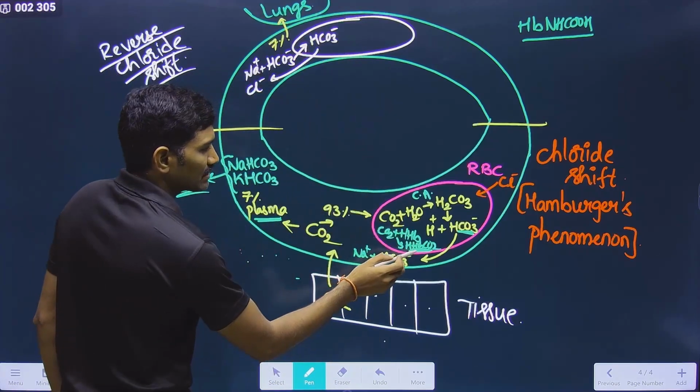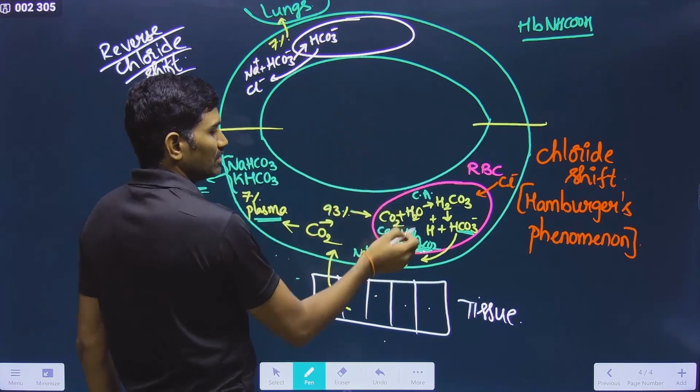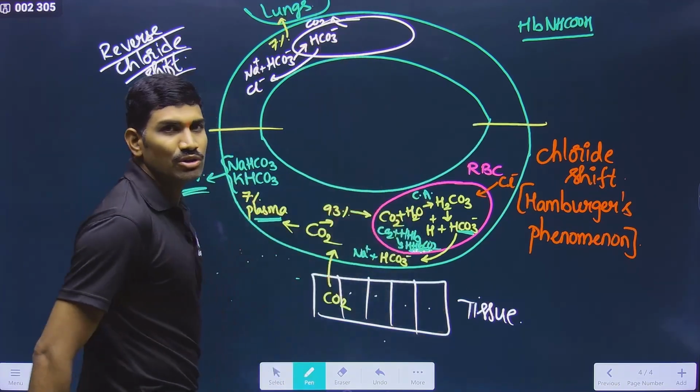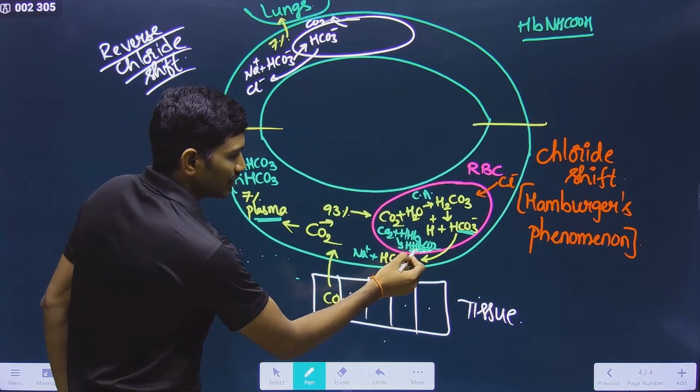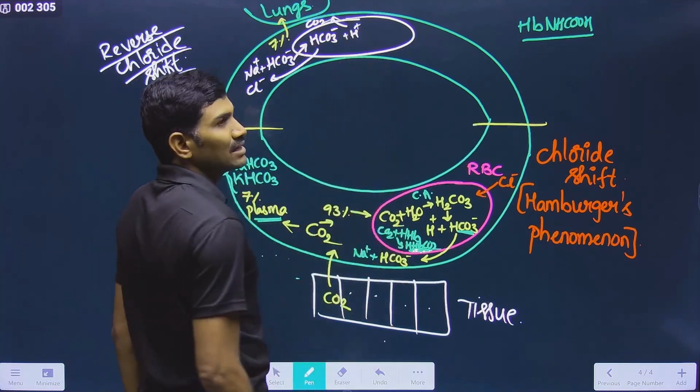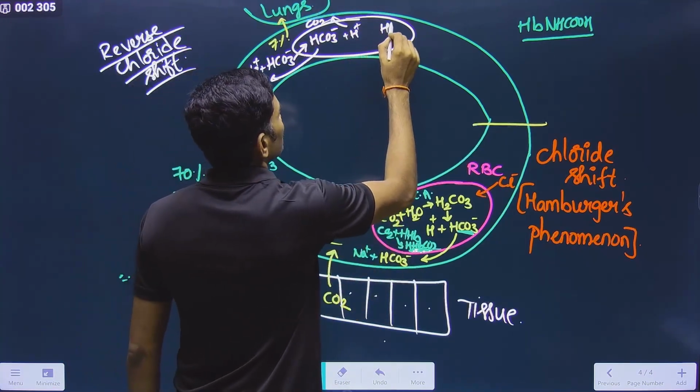Now HCO3 minus has entered here. Now what happens? This HHbCO2: from this hemoglobin also CO2 is coming out, and then from the hemoglobin H plus is also coming out. So that H plus is removed. Now hemoglobin is present separately.